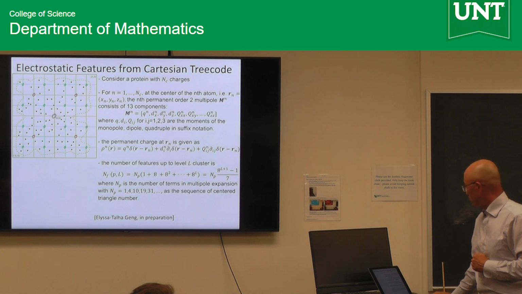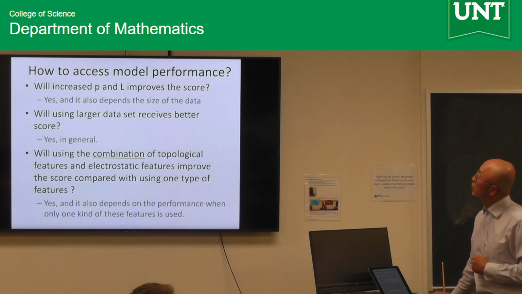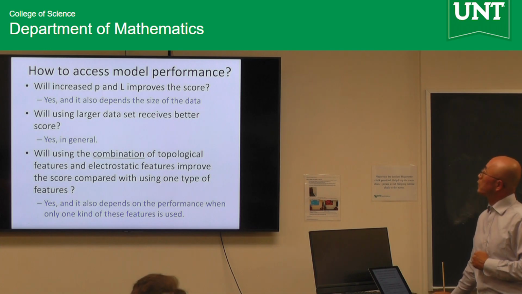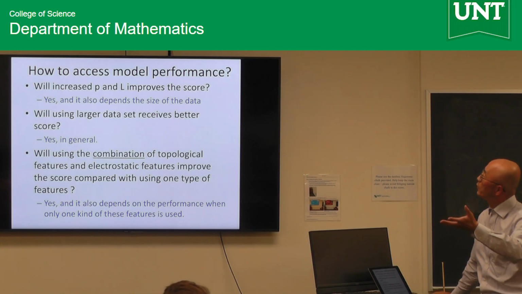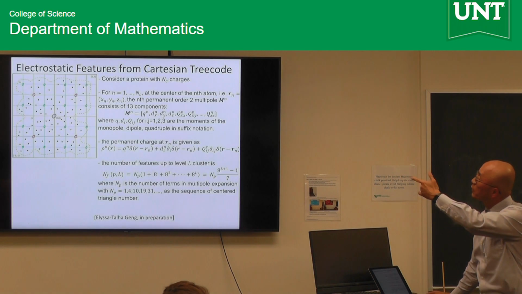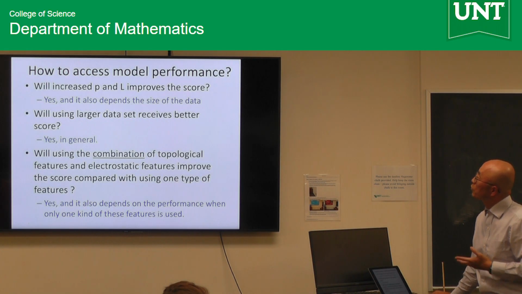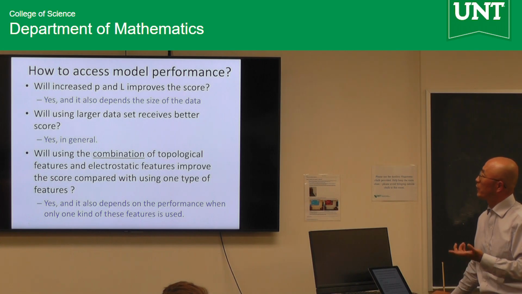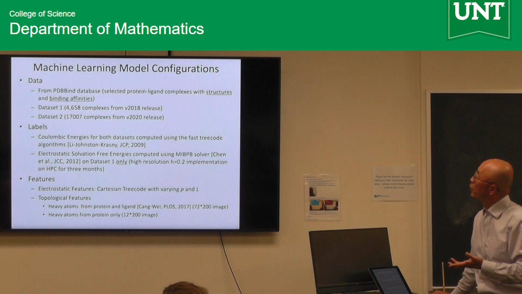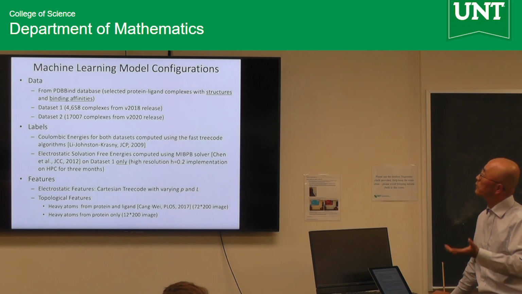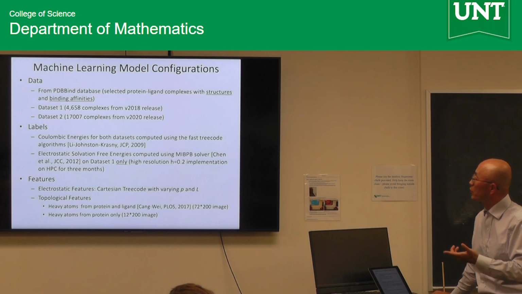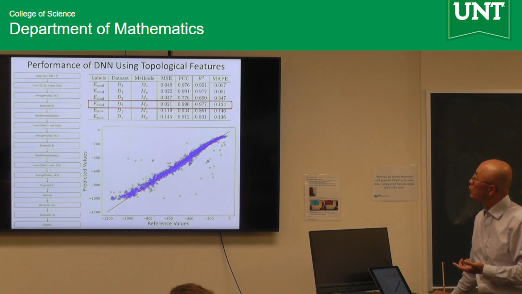So let's look at some results, about how to assess the model performance. Basically, if you increase the level, do we have a better result? Also, when you use larger data, do we have a better result? When you use the combination of the topological feature and the electrostatic feature, do we have a good result? And then we have this machine learning model, how we get this data, how we pre-generate these labels, and how we calculate the features, about the topological feature and the electrostatic feature. So the result is like this.